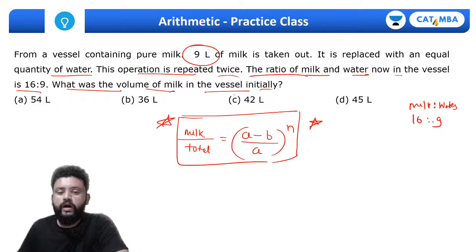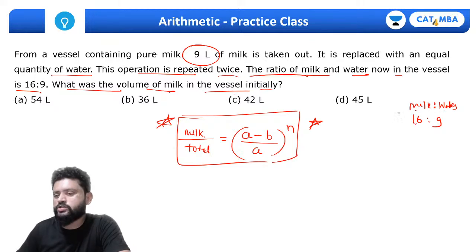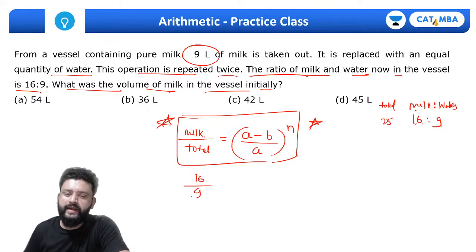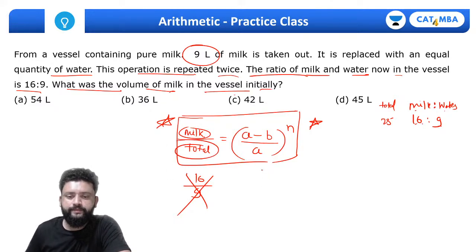Okay, so how to use this? Milk is to water is 16:9. That simply means the total will be 16 + 9, that is 25. Do not write 16/9. It's not 16/9. This is milk is to total. So the formula will be 16/25.